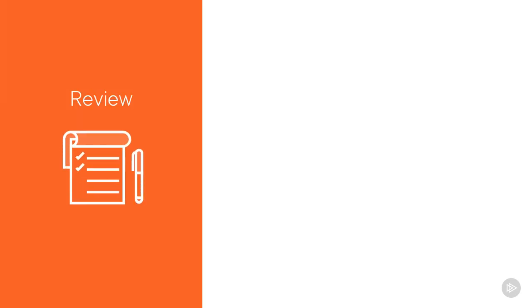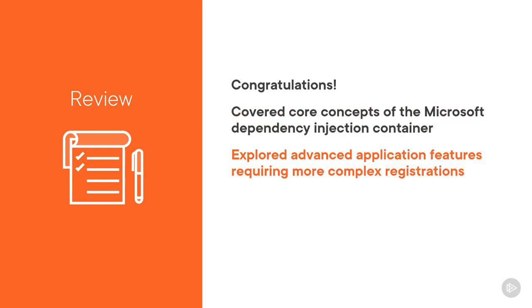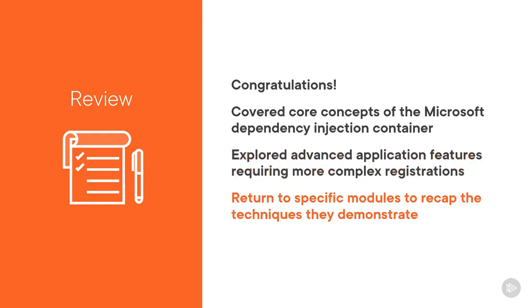With that, we've reached the end of the course. Congratulations! We've covered a lot of core concepts around the Microsoft dependency injection container in ASP.NET Core. Hopefully, I've shown you that we can begin relatively simply for many standard requirements using simple registrations in the program file. We've also covered some advanced application features that can be handled through more complex registrations and dependency injection. I've tried to structure this course so that you may revisit specific modules to recap specific features as you encounter them in your own applications.